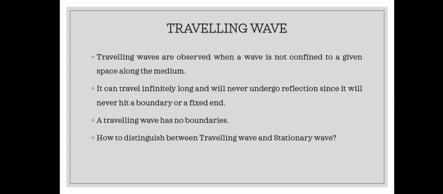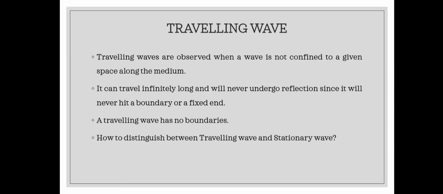All right. Now, what is a traveling wave? Why have I included the topic of traveling wave here? It's because I want to tell you what is not a stationary wave. Well, a traveling wave is not a stationary wave. Traveling waves are observed when the wave is not confined to any boundary. If there is no boundary, it means there is no reflection. If there is no reflection, it means that the wave is going to keep traveling on, and it's going to travel infinitely long. It'll never undergo any reflection.